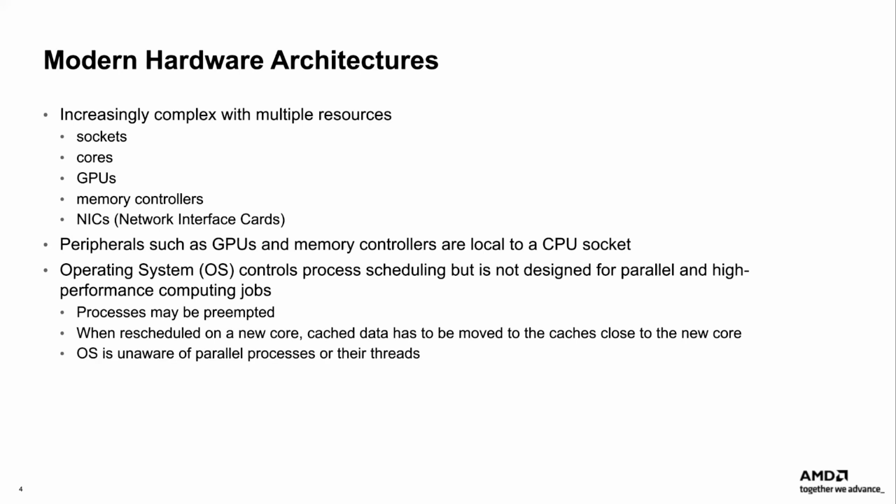And by default, the operating system controls the scheduling of processes, but it is not designed for high-performance computing jobs. So what is happening when the operating system schedules processes? The processes may be preempted to give way to something that is higher priority. And when a process is rescheduled on a new core, some of the data that was cached for it has also been moved. And the OS doesn't know the concept of parallel processes and the fact that they're all somehow connected.